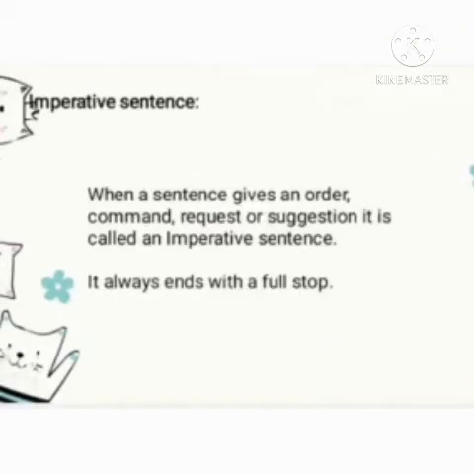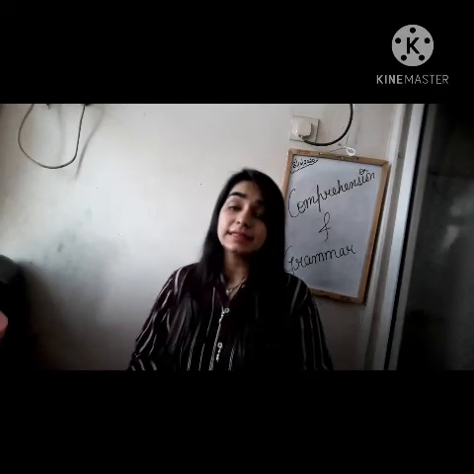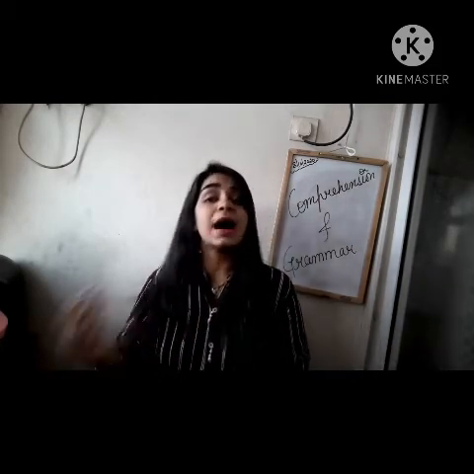And the last one, when a sentence gives an order, command, request, or suggestion, it is called an imperative sentence. It always ends with a full stop. Examples: please give me a glass of water. Shut the door. Now let's see simple present and present continuous tense and past simple present and past continuous tense.